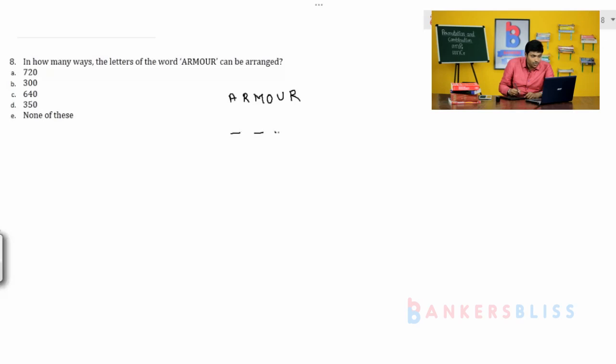So 1, 2, 3, 4, 5, 6. So 6 spaces. Now A can take any of the 6 spaces. So 6. Next R 5, M 4, O 3, U 2, R 1. Now if you write like this and stop here, then you are going to get the wrong answer.